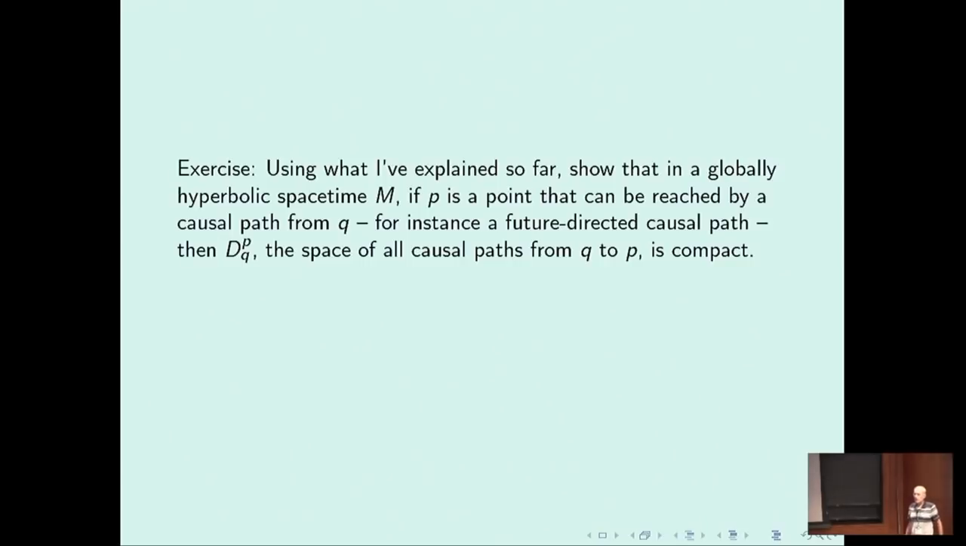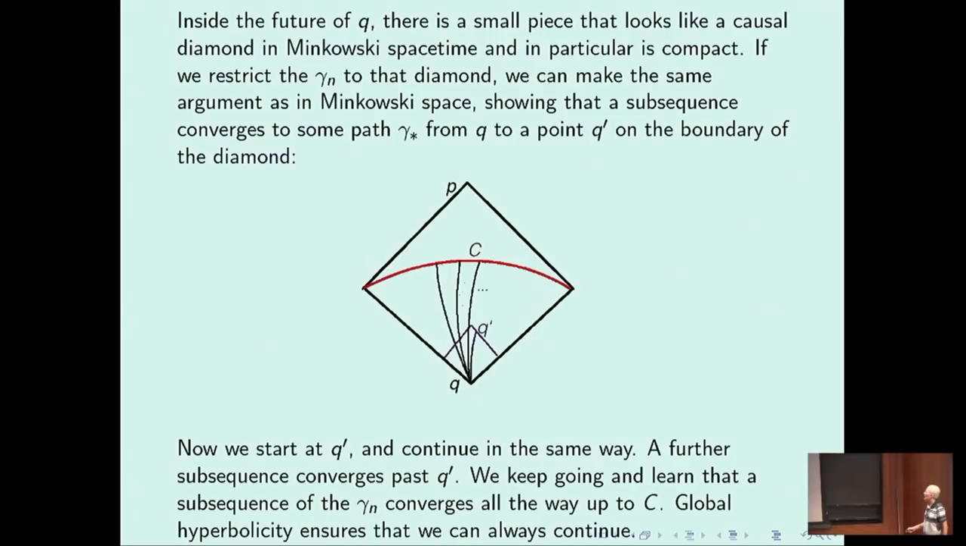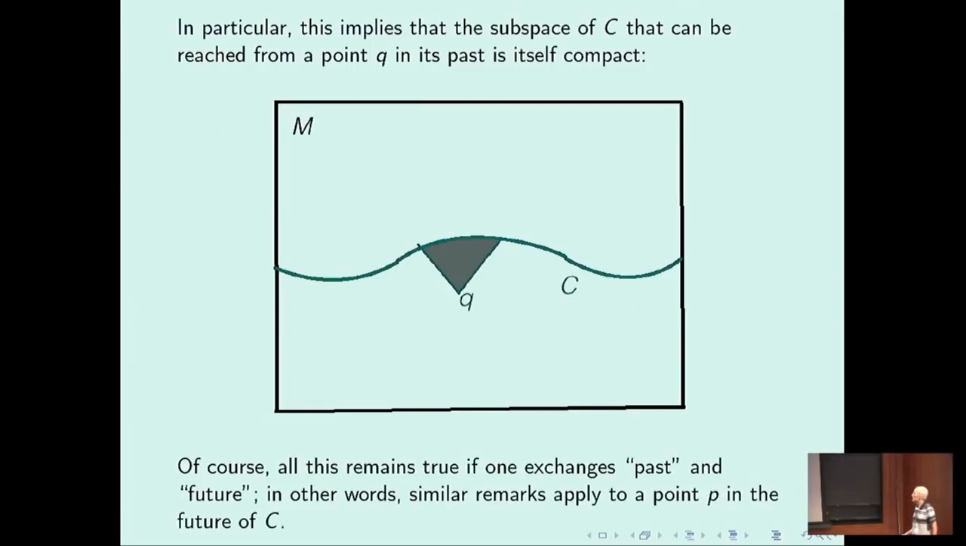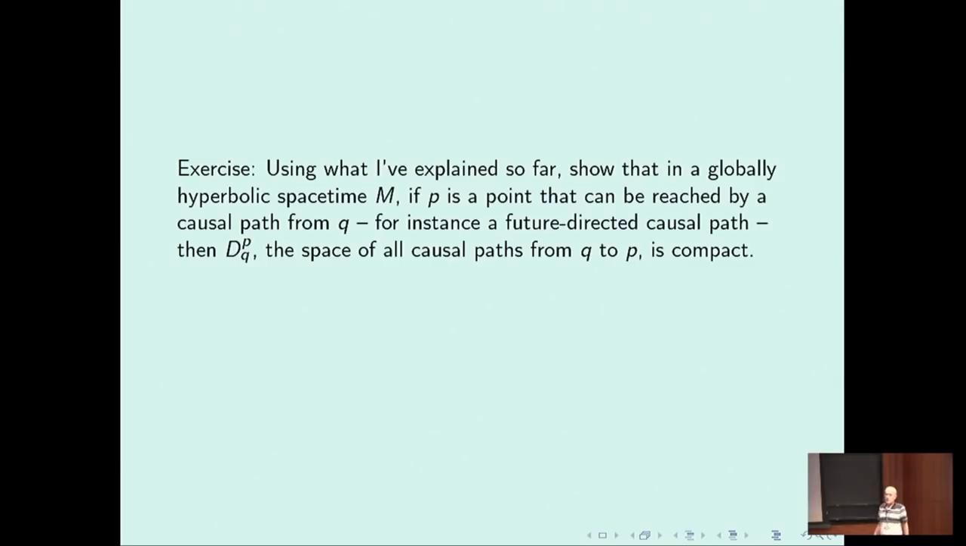Use as a lemma what I explained here, this statement. And then consider separately the cases that P is in the past or the future of the initial value surface. You'll need two different arguments in the two cases. But if you understood the claim about causal paths from Q to C, you should be able to deduce a similar statement about causal paths from Q to P for any point P in the future of Q. So this exercise means that globally hyperbolic spacetimes have the property that spaces of causal paths between 2 points are always compact.